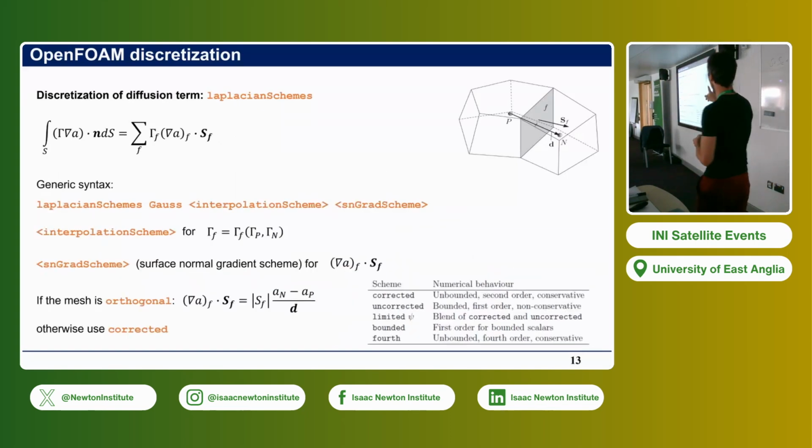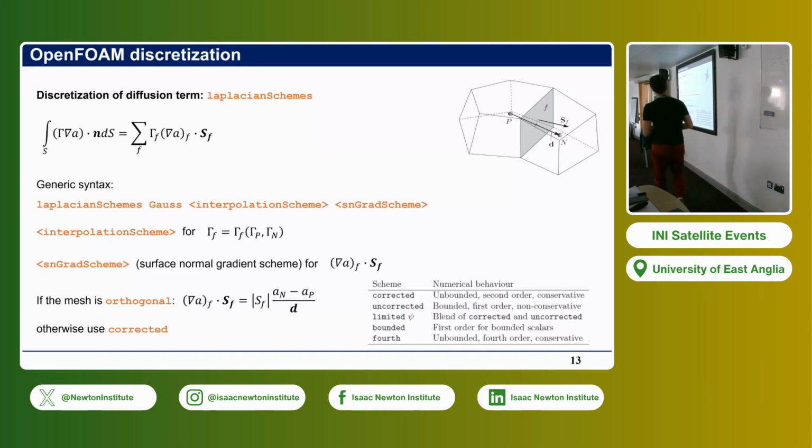Laplacian scheme, so this is for the diffusion term. The diffusion term, again, like the convective term, is discretized as a sum over the control volume faces. And in the control volume faces, you need to know the diffusion constant and the gradient of the variable evaluated on the face of the cell. So in OpenFOAM, you will have Laplacian schemes, Gauss, and different schemes for calculating the, let's say, interpolation scheme, which is how you want to calculate the diffusion constant on the face.